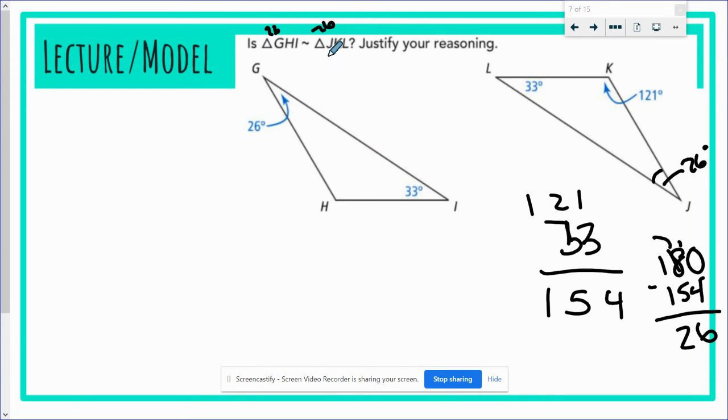Now, we don't know what angle H is, but we can find it out. Oh, wait, we actually don't even need to do that because I can already see that angles G and I are 26 and 33, and angles J and L are also 26 and 33. So they have two congruent angles, meaning the third angle also has to be congruent. So angle H is going to be 121. Those are similar triangles. They have the same angles and proportional sides. All right.